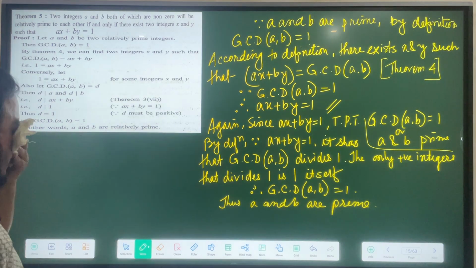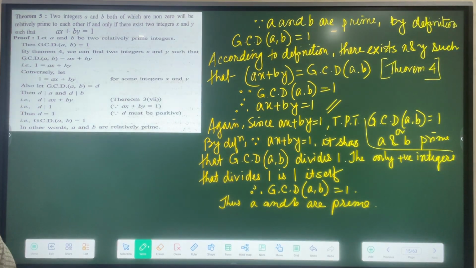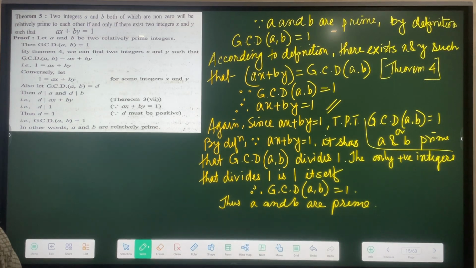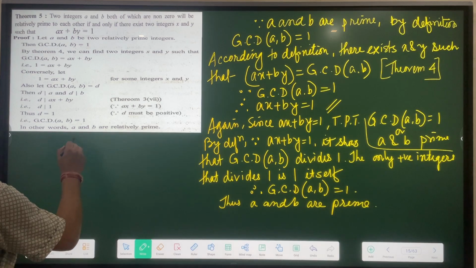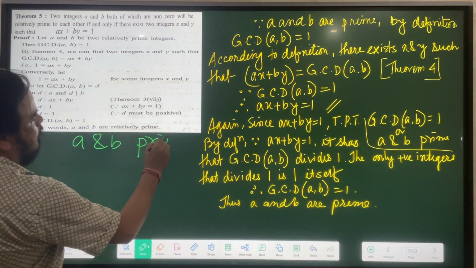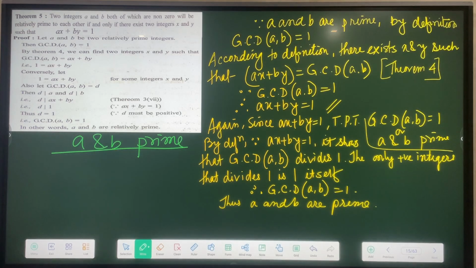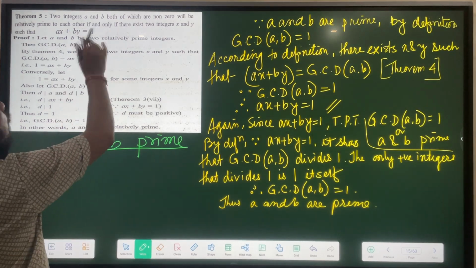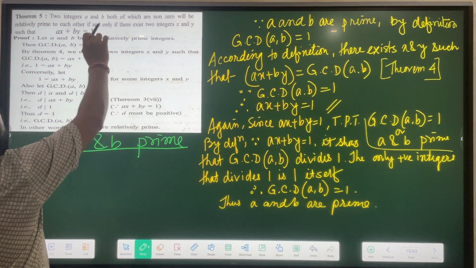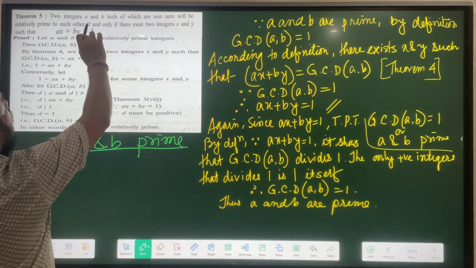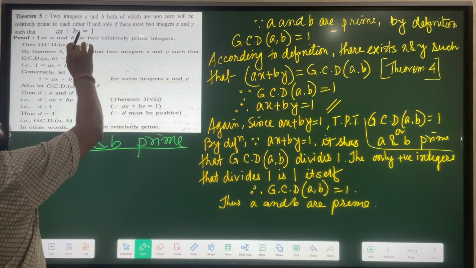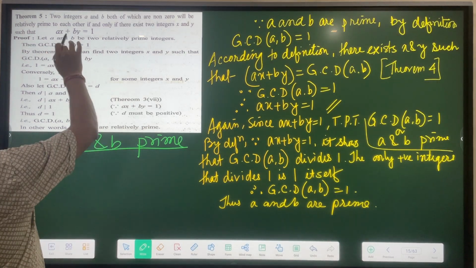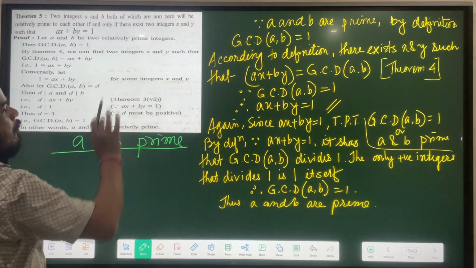Theorem number 5 is very important. Two integers A and B, both of which are non-zero, will be relatively prime to each other if and only if there exist two integers x and y such that ax plus by equals 1. Here, if and only if means we have to prove both sides. If A and B are prime to each other, then ax plus by equals 1. Conversely, if ax plus by equals 1, we have to prove A and B are prime.